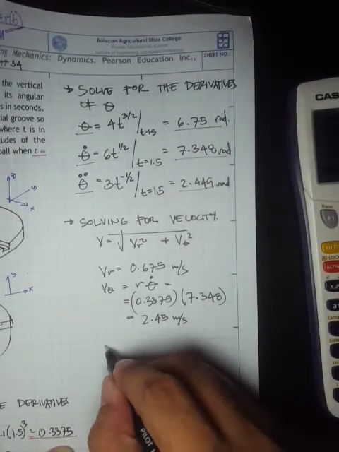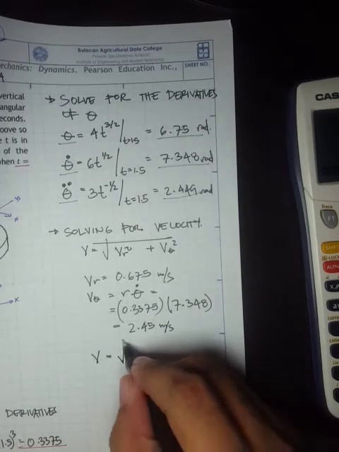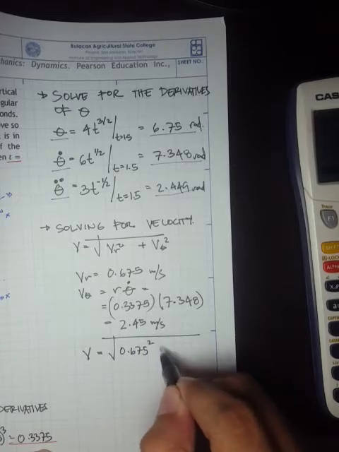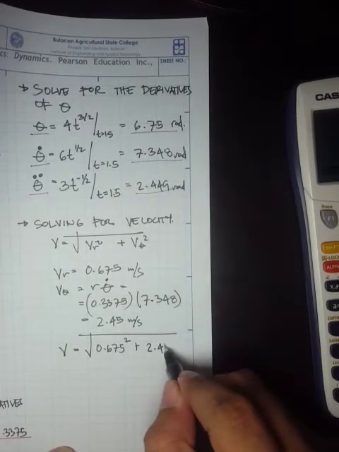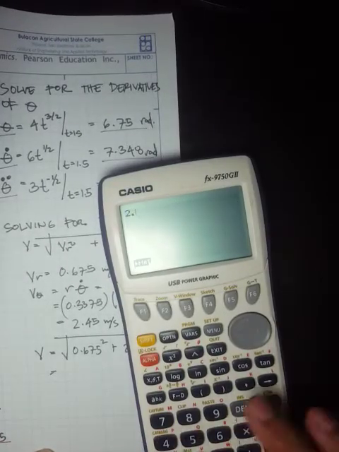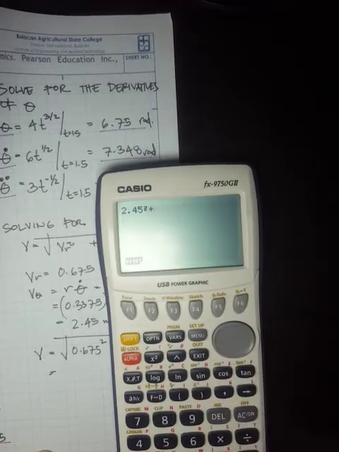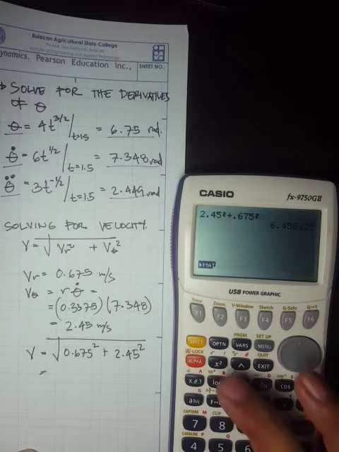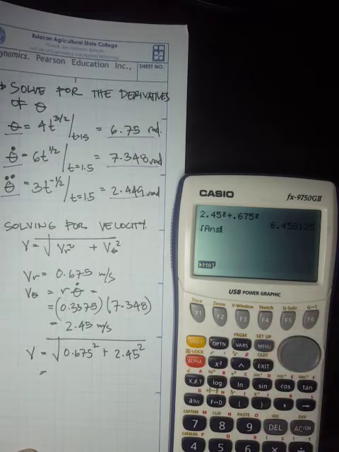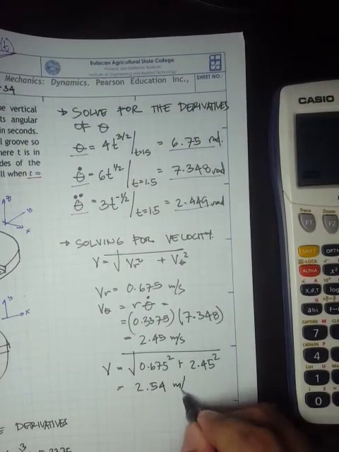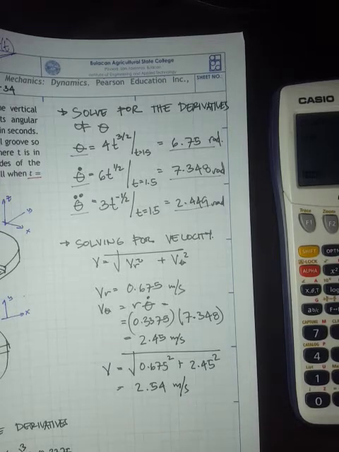Therefore we can now solve for our velocity, which is just equal to the square root of 0.675 squared plus 2.45 squared. So 2.45 squared plus 0.675 squared, shift square root, shift answer, and we have 2.54 meters per second.